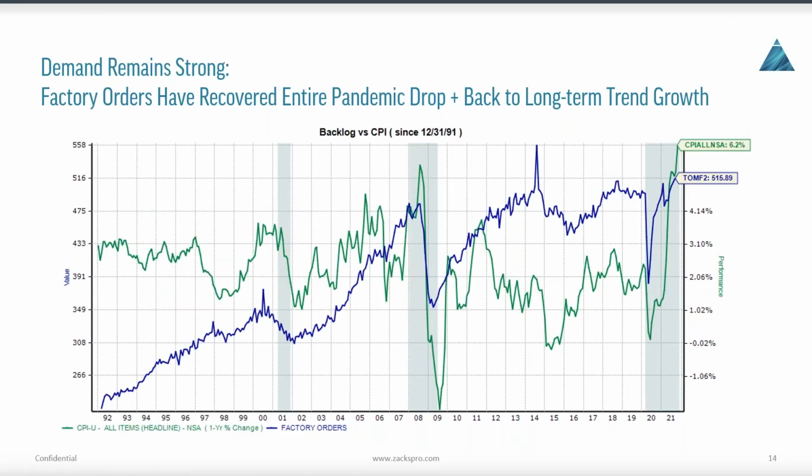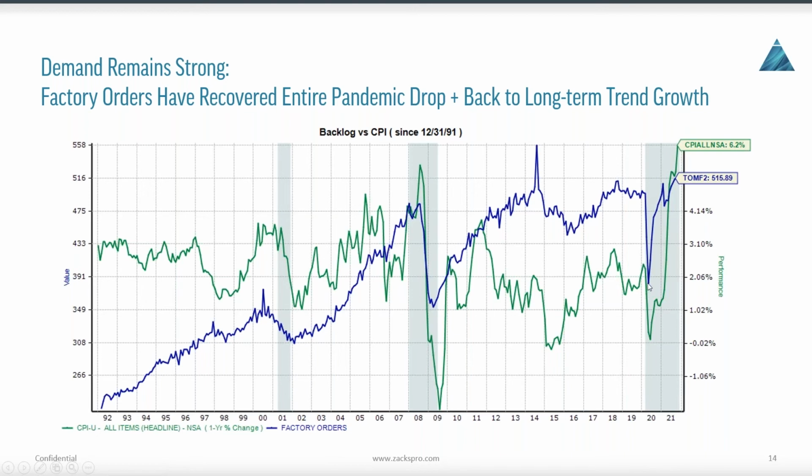And how do we make sure of that, right? We can look at that based on factory orders. Factory orders is another really, really favorite of mine. And we can see that factory orders have actually recovered the entire pandemic drop, and now it's back to long-term trend growth. You can see that there.